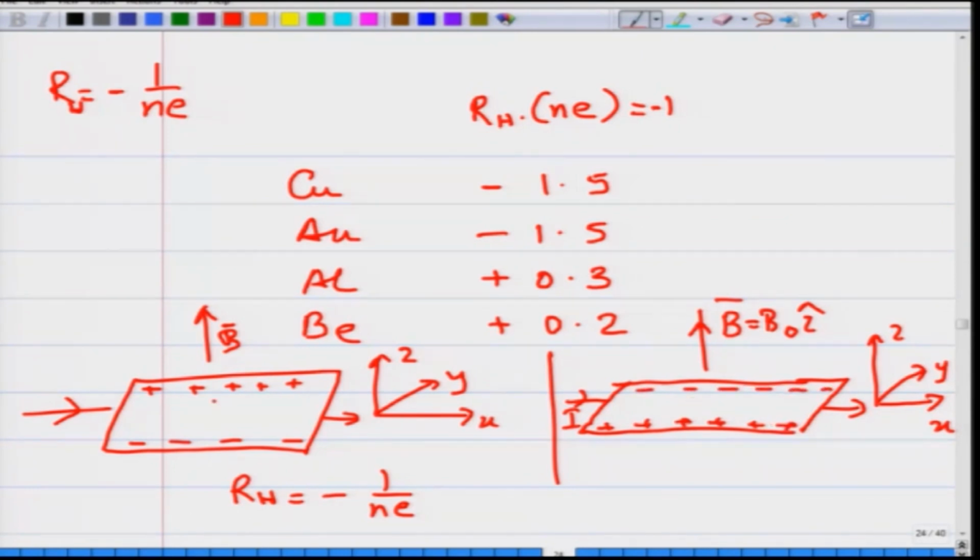And now you see that in this case, for negative charge carriers, the electric field was in the minus y direction. Now here in the case of positive charge carriers, the electric field becomes in the plus y direction. Here if you calculate your RH exactly in the same way, you will get a plus 1 by Ne. So, it looks very surprising that aluminum and beryllium, these types of metals, get a positive sign, which indicates as if there are positive charge carriers inside the metal.